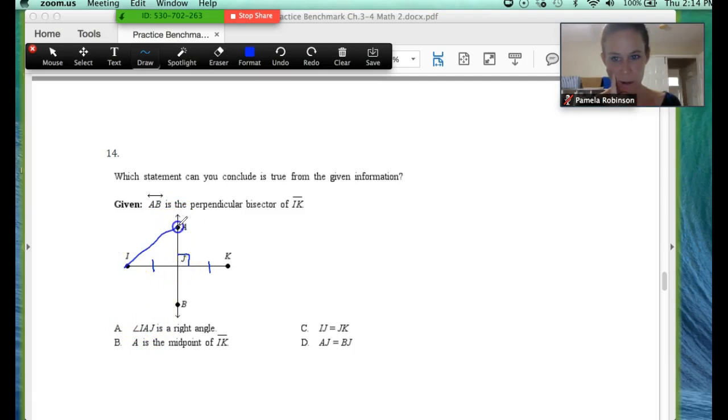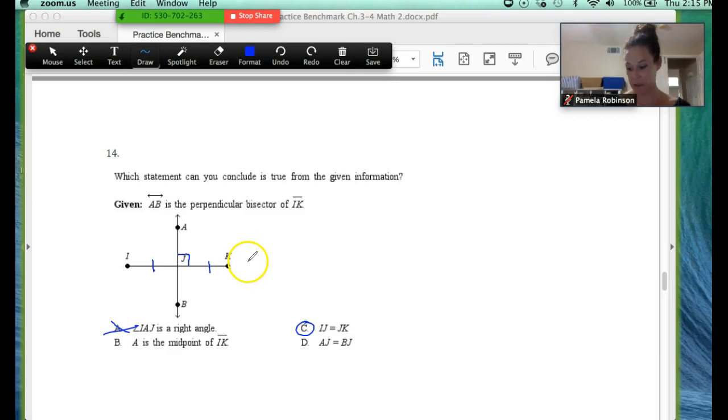This angle right here, that's not even formed, that's a right angle? No, we don't know that. We haven't even formed that angle. So it's not that one. A is the midpoint of IK. Do we know that? Okay, we'll come back to that one. C, IJ equals JK. So IJ, this, equals JK. I'm going to go with that one. That one sounds pretty good.